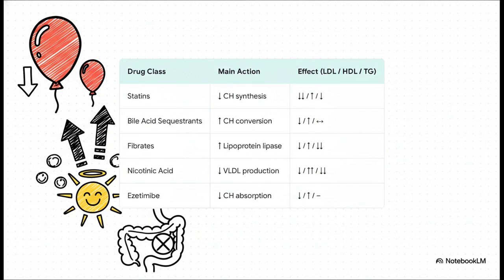Now check out fibrates and nicotinic acid. See the double down arrow next to TG. This tells you that if triglycerides are your main problem, these are your guys. And nicotinic acid, look at that double up arrow for HDL. It's the best for raising good cholesterol. And finally, you have ezetimibe, which works in a totally different way by blocking cholesterol absorption from your food.